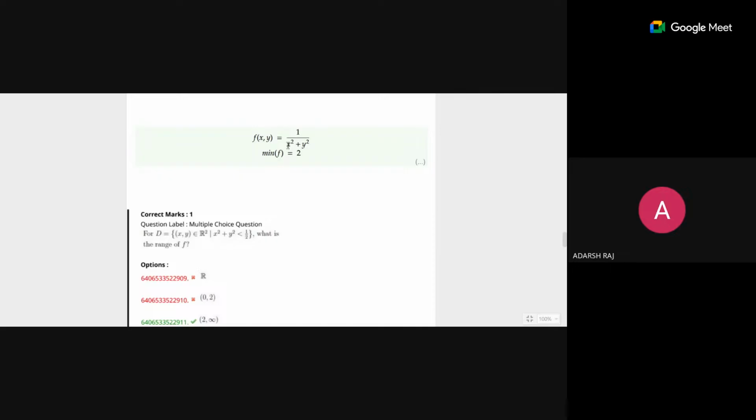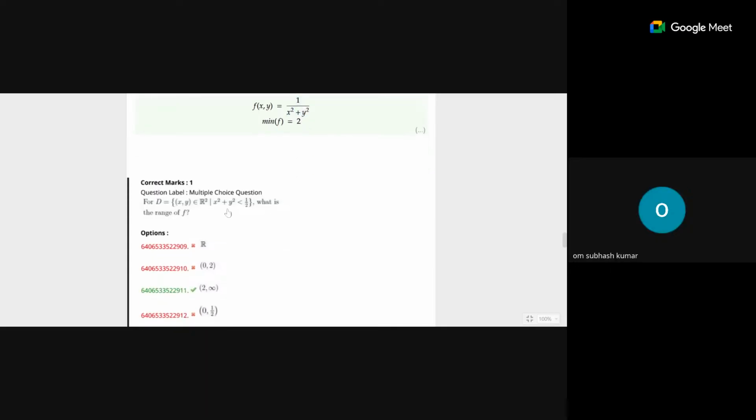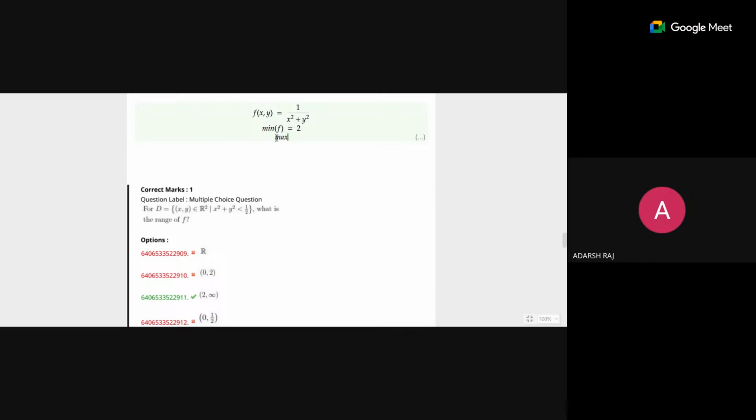And what will be the maximum value of this function? It goes up to infinity. For finding the maximum value, we have to minimize this one, right? So what will be the minimum value? Take x square plus y square as 0. So this can be 0, right? Let's just check: 0 square plus 0 square is less than 1 by 2. Yes, it is. So the maximum value of this function will be infinity, right?